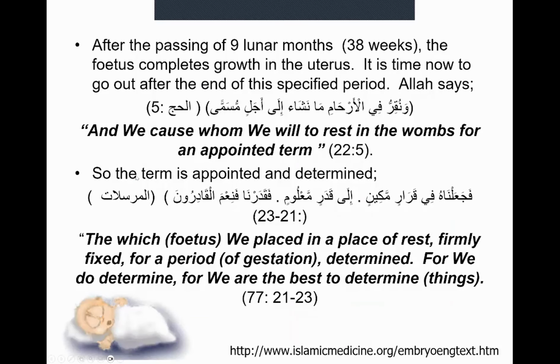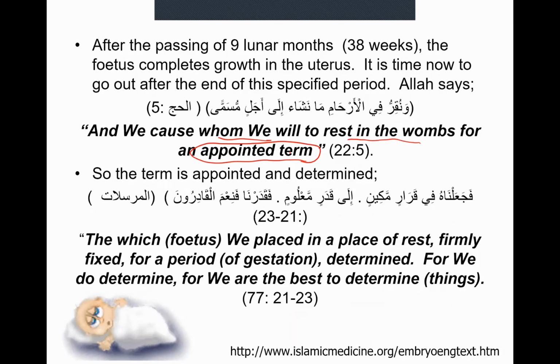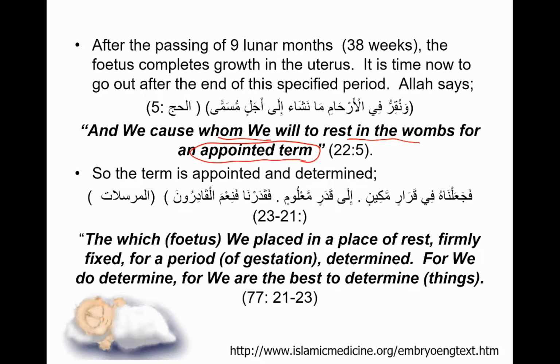Okay. So Allah mentioned in Surah Al-Hajj, verse number 5: "And We cause whom We will to rest in the womb for an appointed term." Here, Allah is telling us about time, the duration of pregnancy, for example. Some people, Allah decrees that the baby will be safe in the womb for 9 months. Some, Allah decrees 7 or 8 months and they deliver. Some only 2-3 months and then miscarriage. So it is Allah who permits that to happen. So, we cause whom we will to rest in the womb for an appointed term.